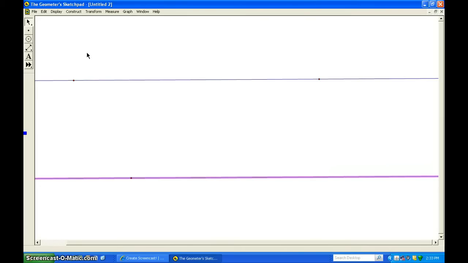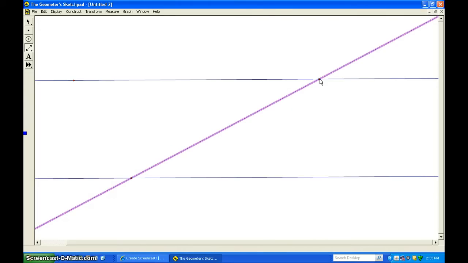Now we want to create a transversal. So again, we click on the line tool, and I'm going to go straight from this point and go through this point here, right like that.